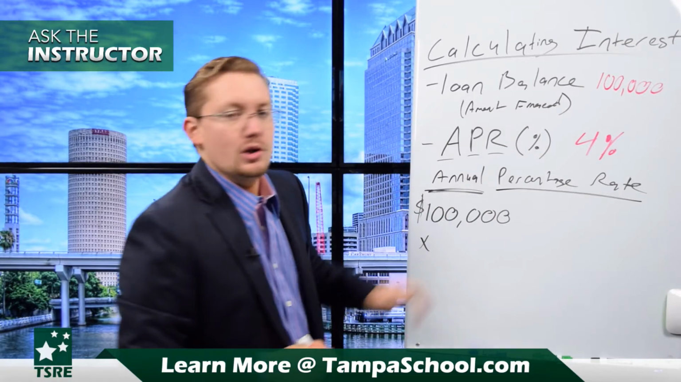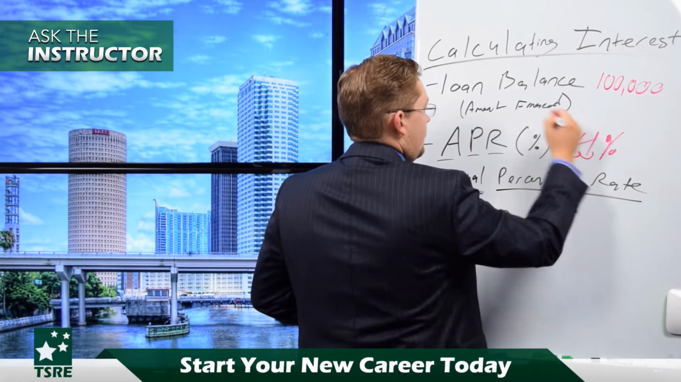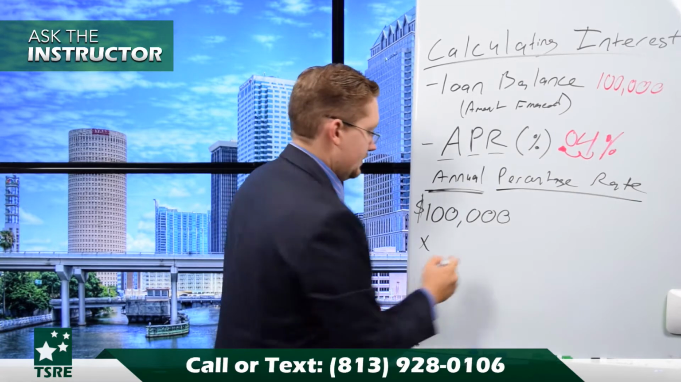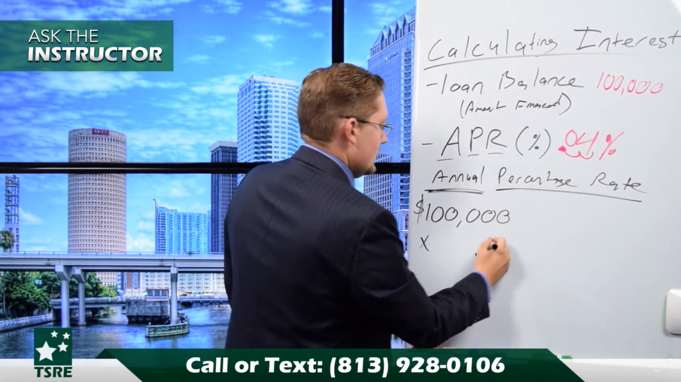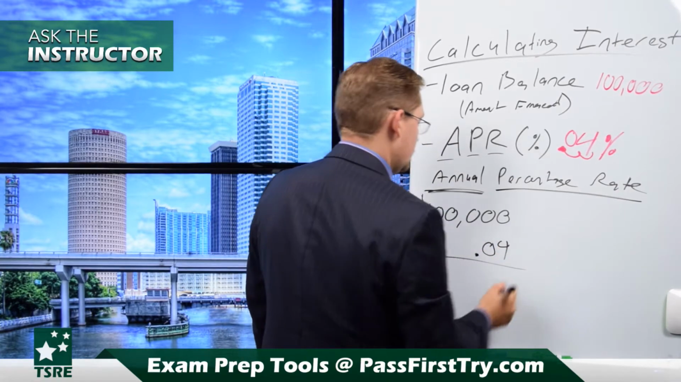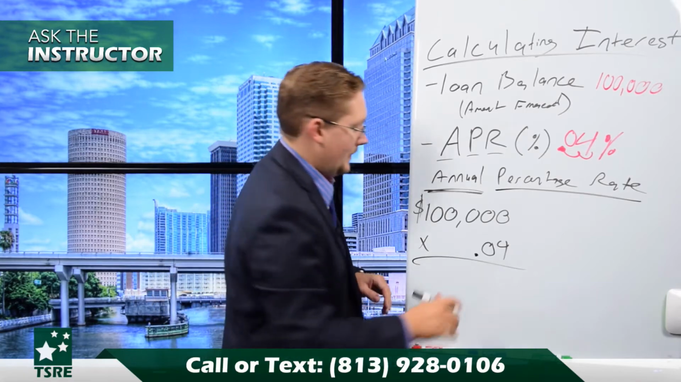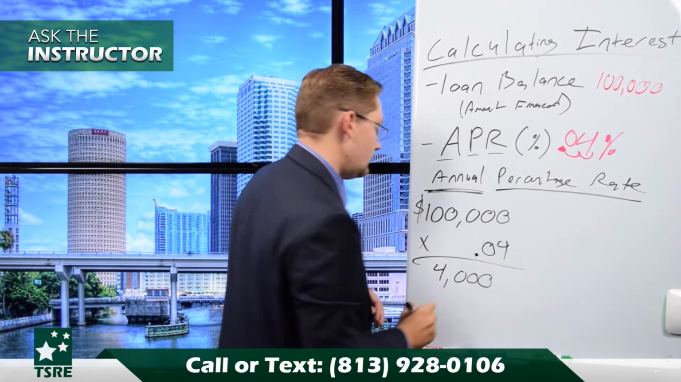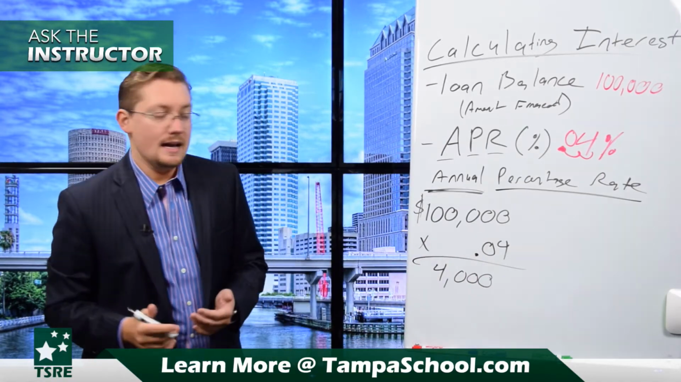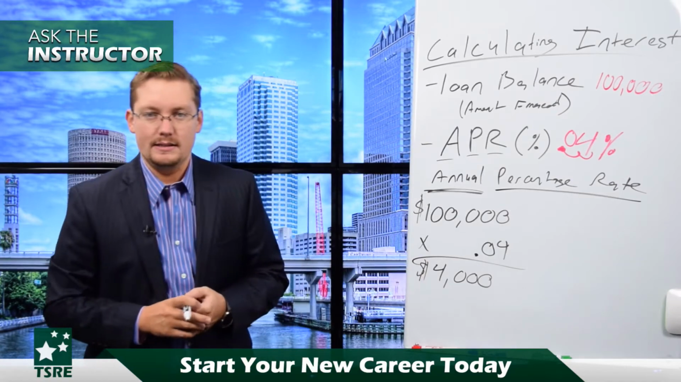Before we can multiply this, we do have to turn it into a decimal. That's 2 decimal places over, so we'd end up with 0.04. That's going to be our decimal for this. And then we're just going to multiply down here: 100,000 times 0.04. When we calculate that out, you probably don't even need a calculator. If you do, don't feel bad. It's $4,000. So $4,000 is our annual interest.